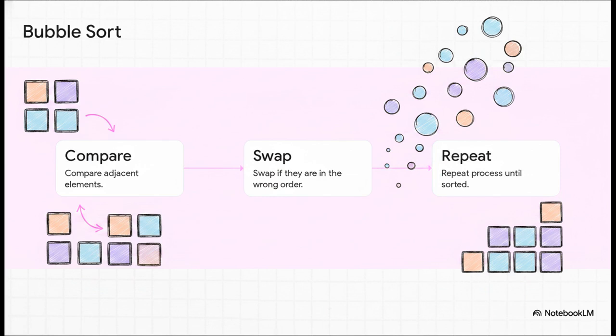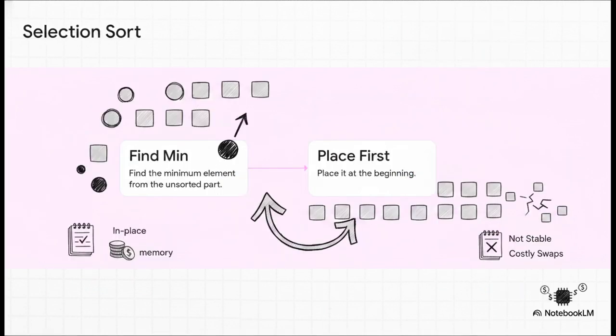Now, while it is stable and in place, the cheat sheet explicitly notes its primary use case. It is strictly best for simple problems and small datasets. That O(n^2) average time just makes it way too sluggish for anything larger. Next is selection sort. This algorithm scans the unsorted part of your data, finds the minimum element, and just drops it at the beginning. But notice the major trade-off here. It's in place, which is awesome for memory, but crucially, it is not stable. The cheat sheet advises it's best for small datasets, specifically when memory swaps are costly.